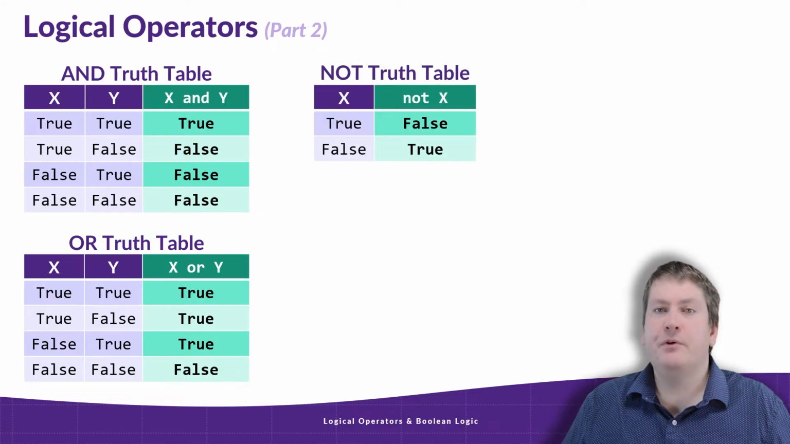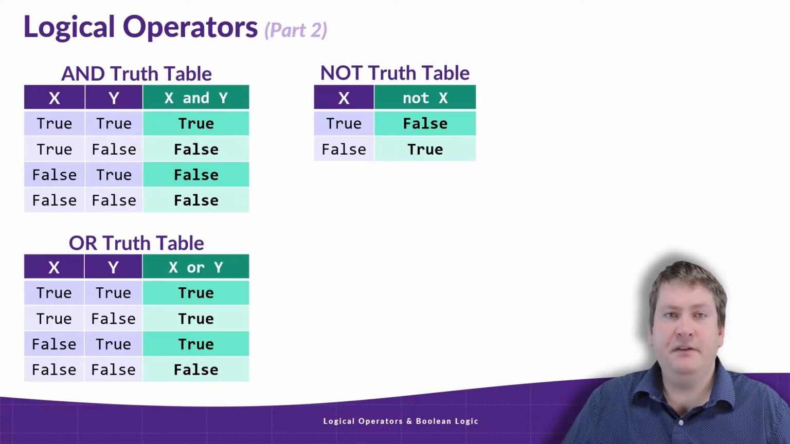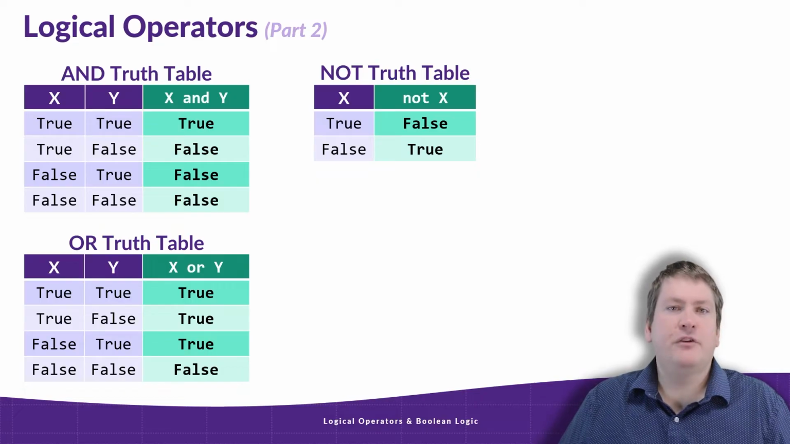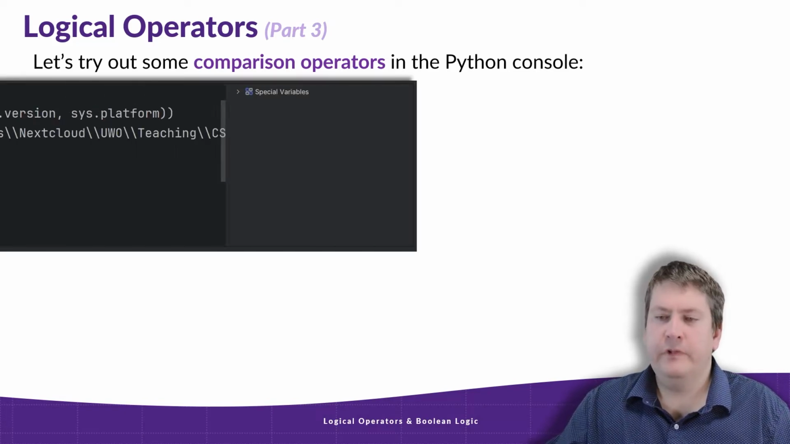Lastly, we have the truth table for the NOT operator. This operator is only performed on a single operand, X in this case, and it simply returns the negation of the value, meaning that the true becomes false and the false becomes true. This might all sound a bit complicated at first, so let's try out some commands in the Python console and get an idea of how this all works.